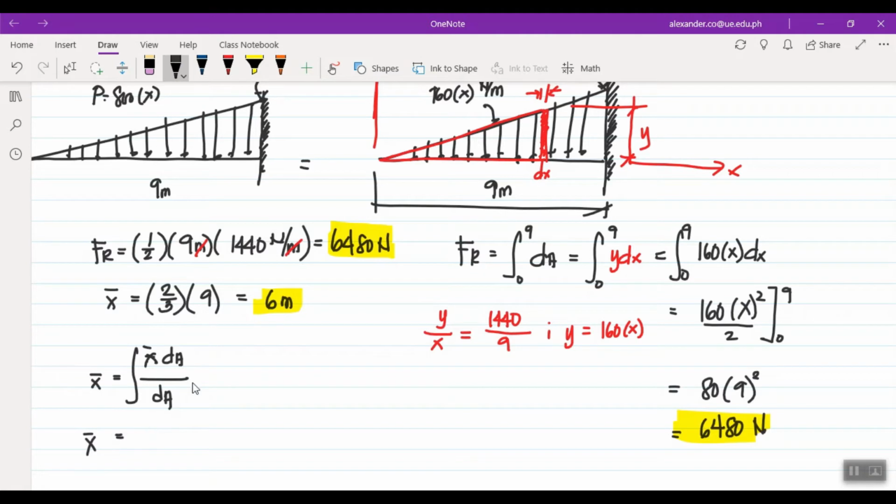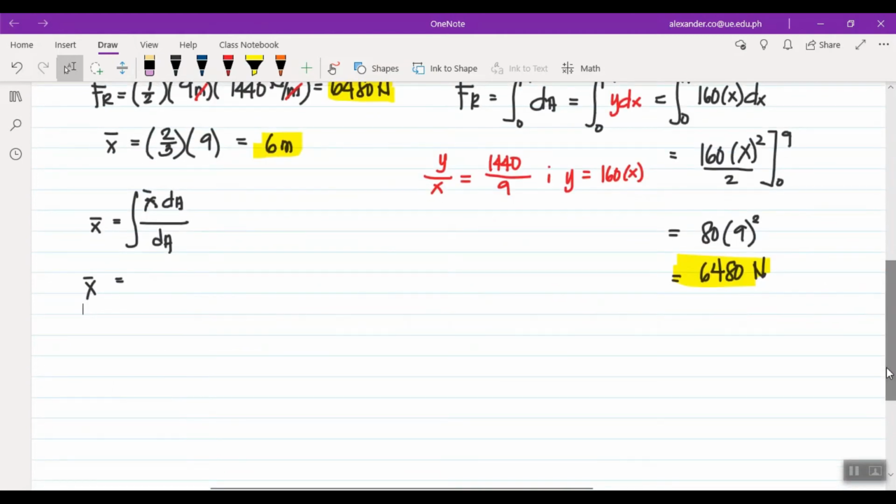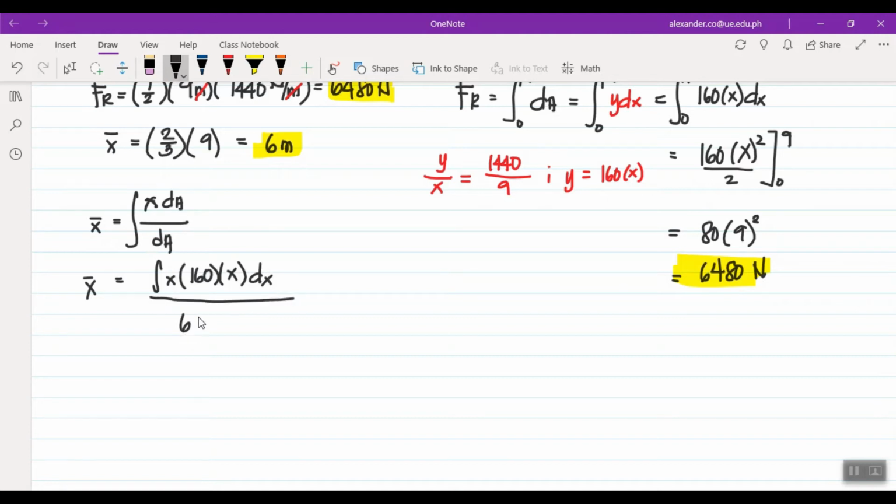Alam na natin yung area. Nakuha na natin. Okay? Nakuha na natin area. The area is, so pwede na natin kunin to. Ito yung nahanap. Anong dA? Nakuha na natin. It's 160x. Alisin na natin to. Ito naman yung 160 times x times dx. Yung kanina lang yan. I-divide lang natin no 6480. Okay. So, this is also from 0 to 9.